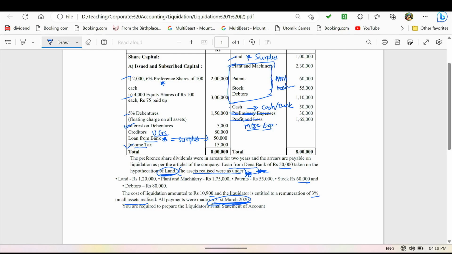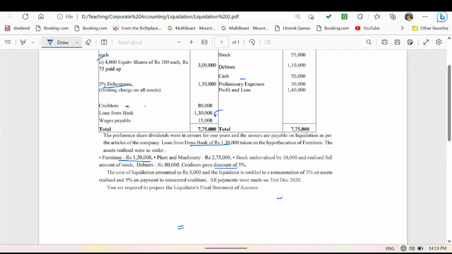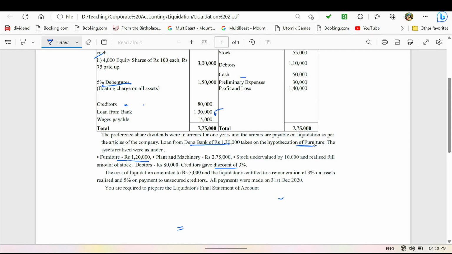So in this case we will assume that this land is realized by the bank, Dena Bank. Therefore, on the land the liquidator will not get commission. On this 1,20,000 realized value, the liquidator will not get commission. Now here in this case we have given furniture as a hypothecation, and then that asset realized as under.